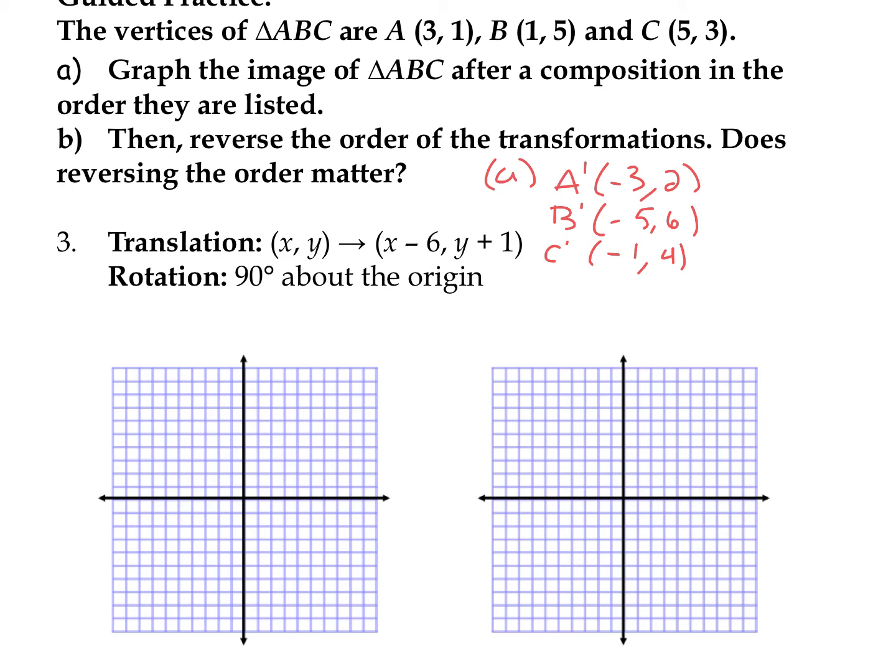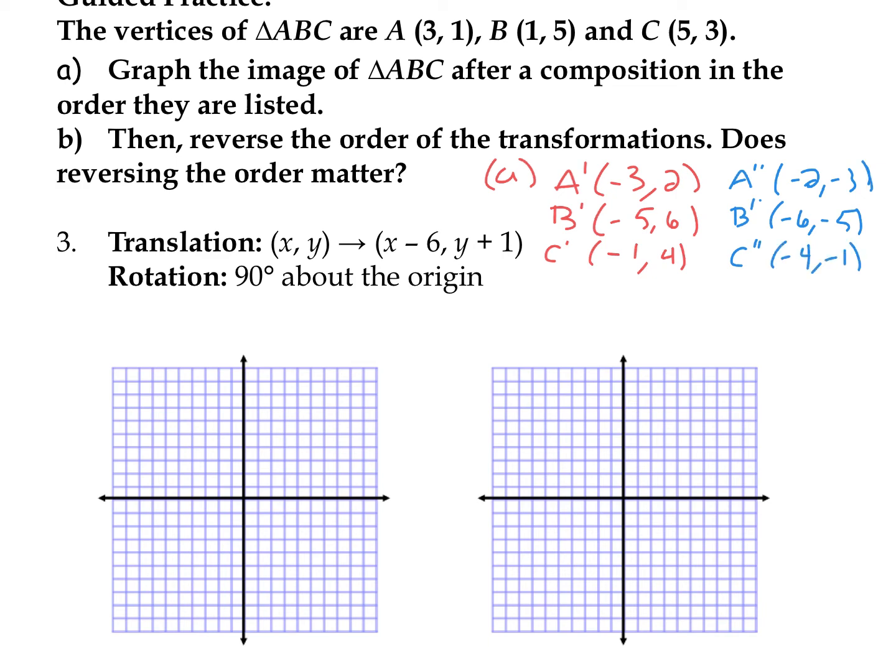And now we're going to do a 90-degree rotation. So the 90-degree rotation is going to take us to A double prime. Okay, we take our x and y coordinates, we switch them, and we switch the sign of the new x coordinate. So it's going to be negative 2, negative 3. Okay, B double prime is going to be at negative 6, negative 5. And C double prime is going to be at negative 4, negative 1.